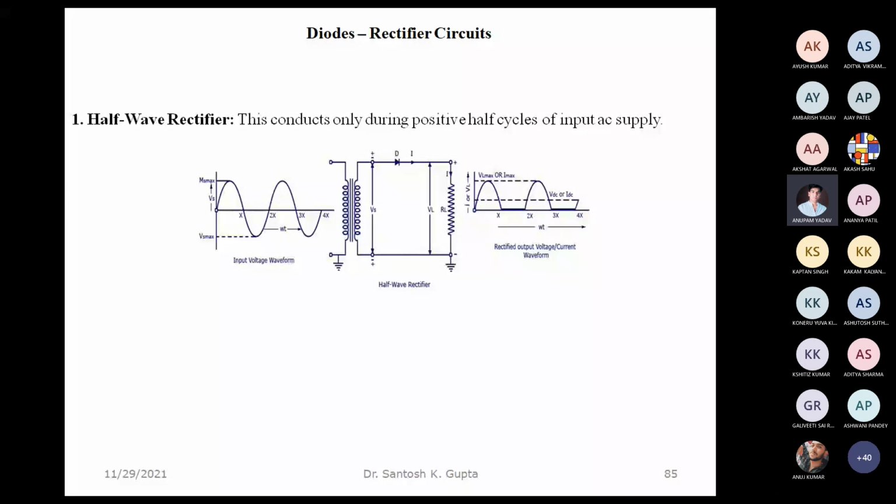The half wave rectifier circuit consists of a diode, a load resistance RL, and an input signal. The input signal is changing with time here. In this case the input signal is given through a transformer, mostly a step down transformer.